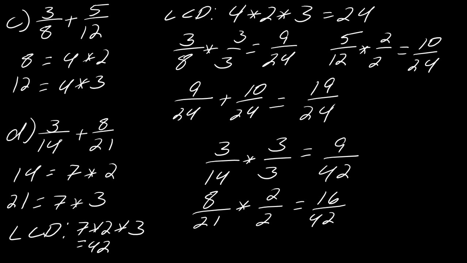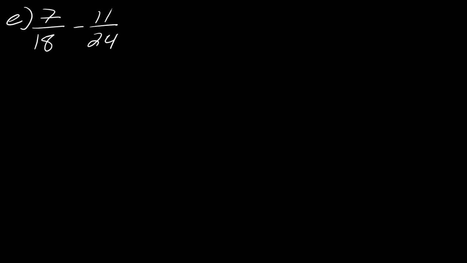And let's see, I'm running out of space here. So I'll try to cram this in and I'll give myself some more space for these other ones. So I have 9 over 42 plus 16 over 42. So this equals 25 over 42.